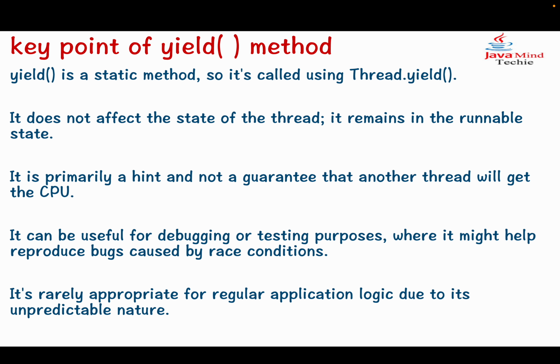Then the next point: it can be useful for debugging or testing purposes, where it might help reproduce the bug, replicate the bug caused by race conditions. Then last but not least, our key point of the yield method: it's rarely appropriate for regular application logic due to its unpredictable nature. They're all very important points we should keep in mind.